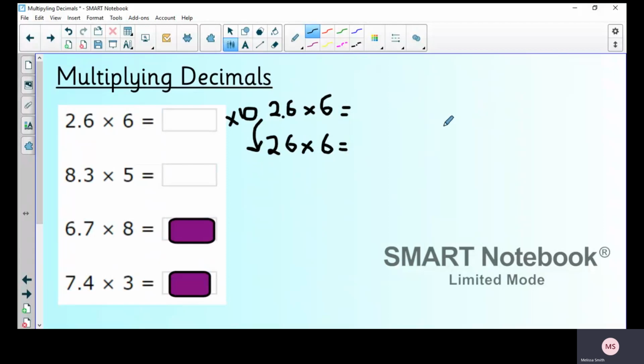I could do this using column multiplication, but can I do this using an informal method? Well, let's have a look. That's 20 times 6 there. Well, I know what 2 times 6 is, so I know what 20 times 6 is. That's 120.